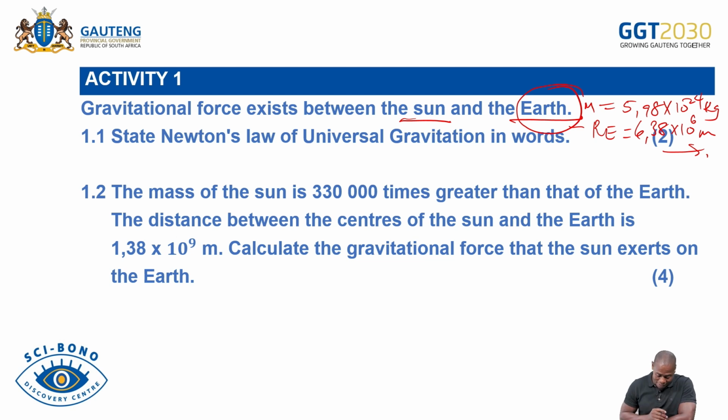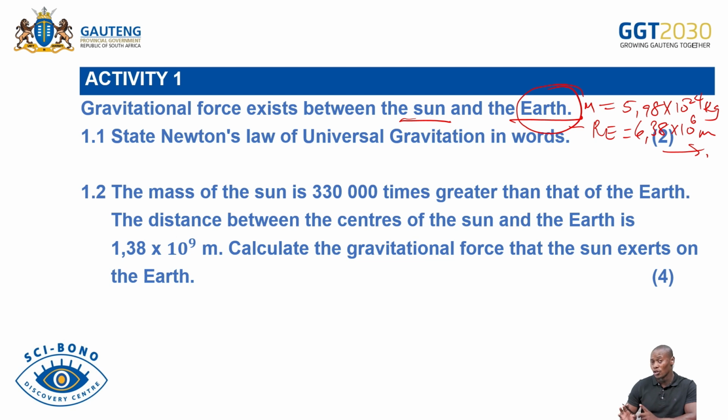Then state Newton's law of universal gravitation in words for 2 marks. Every body in the universe attracts every other body with a force that is directly proportional to the product of their masses and inversely proportional to the square of the distance between their centers. Not between them, but between their centers.